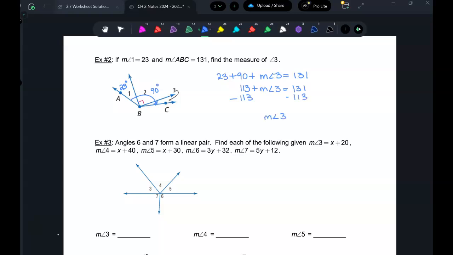What do we get for measure of angle 2? 17. 18. Yeah, I think that's not 17.